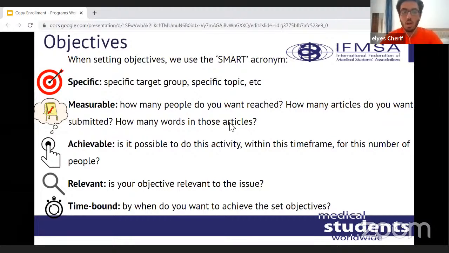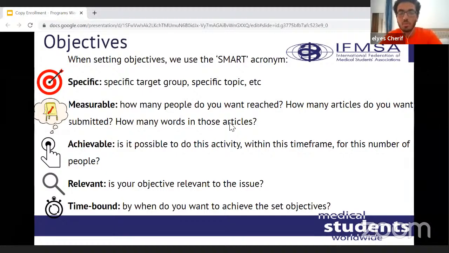What do we mean by achievable? Achievable means, or attainable in some cases, it is possible to do this activity within this time frame. So depending on what we are doing, we should set clear, achievable objectives that really are realistic. Relevant, which is sometimes confused with realistic, needs to show that our activity is really relevant to the issue that we're addressing. So for example, if we're having an activity about increasing mental health access, we won't do a screening for diabetes, which can be related in some way, but it is not so relevant. And the last part is the time-bound. Time-bound means, by when do we want to achieve the set of objectives? And it is really important.